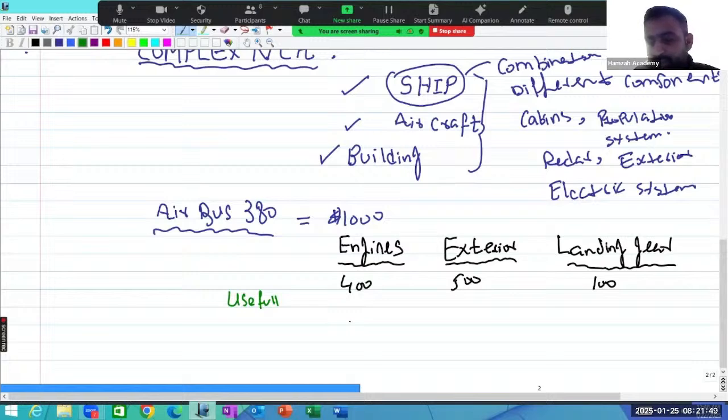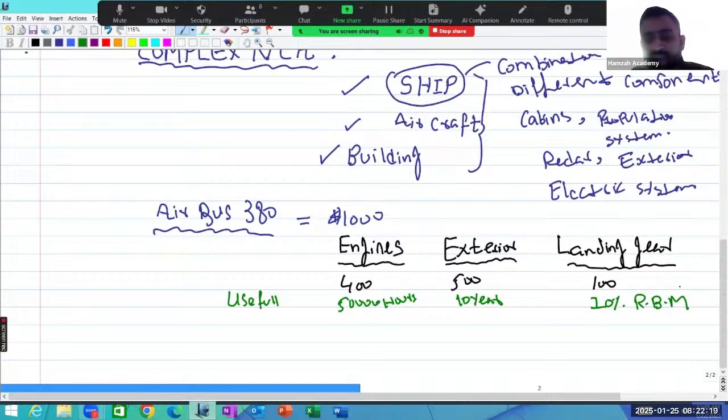Like, engine has a useful life of 50,000 hours. Exterior has a useful life of 10 years. And for landing gear, we have 10% reducing balance method.